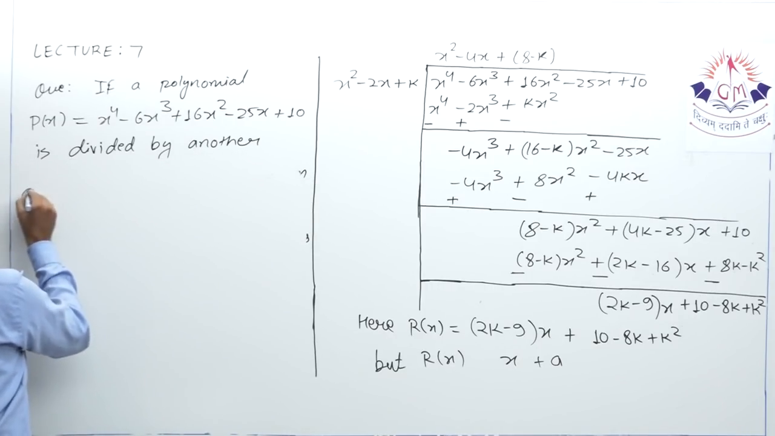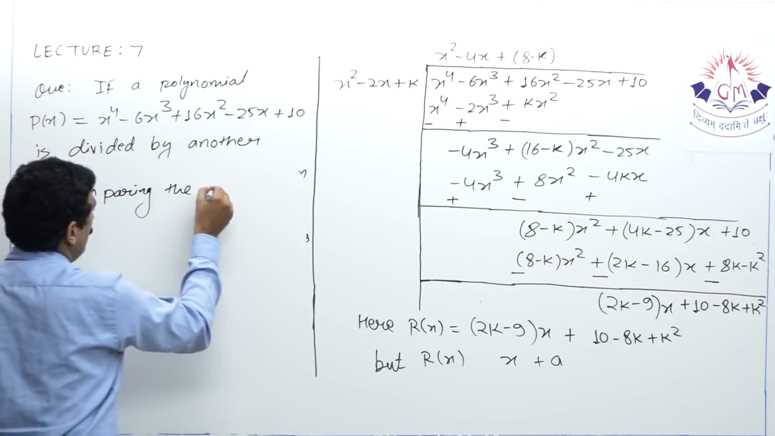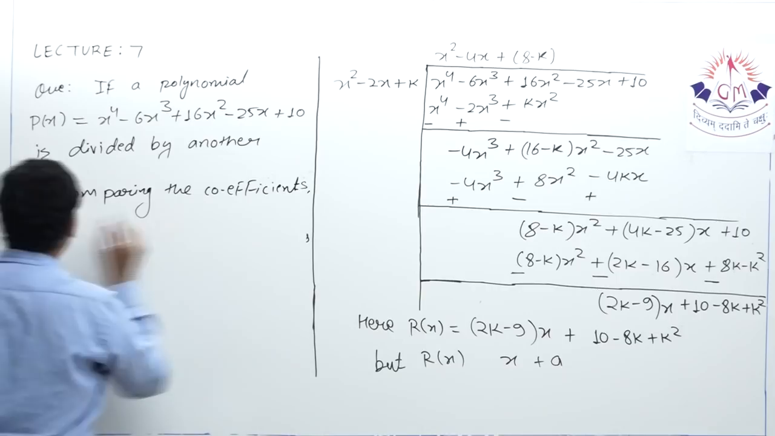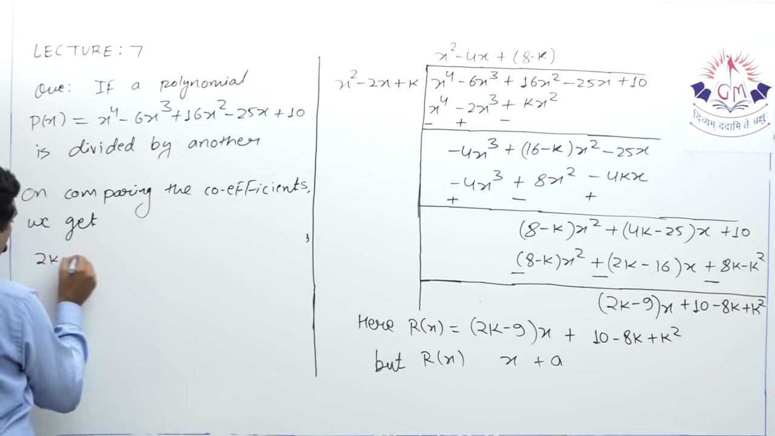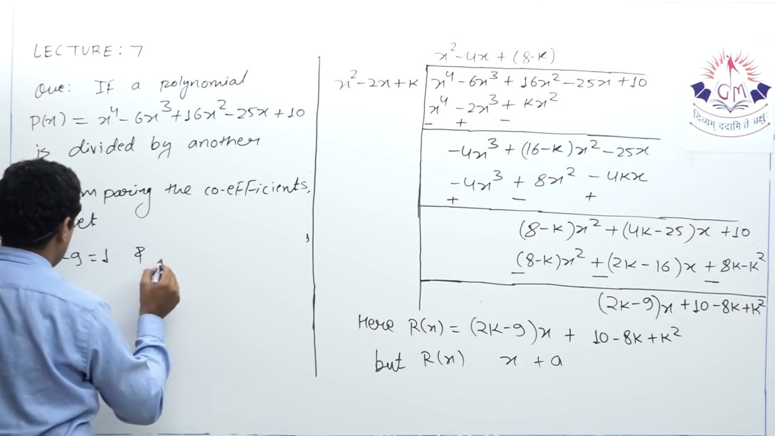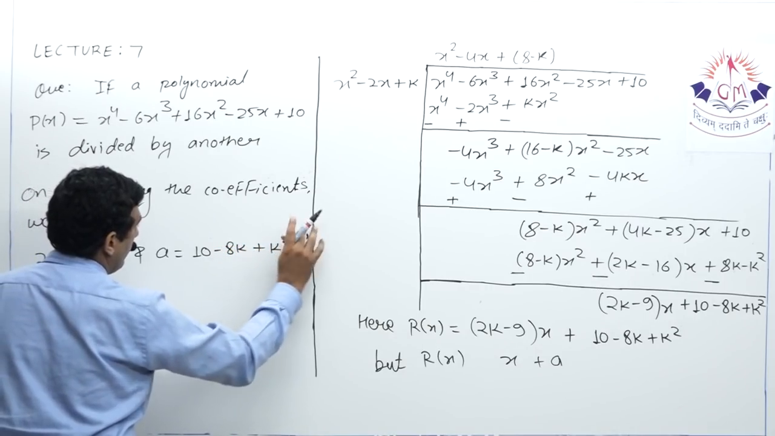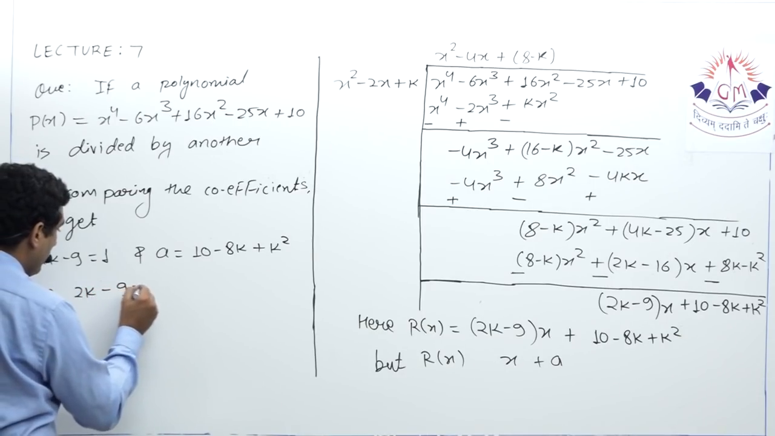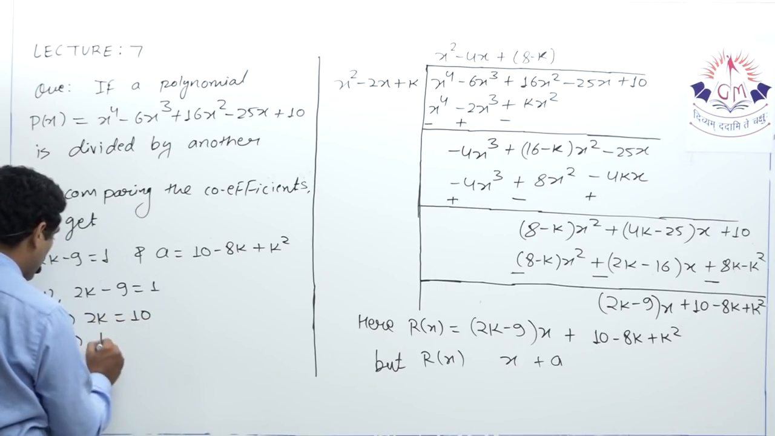Okay, on comparing the coefficients, we get 2k minus 9 is equal to 1 and a is equal to 10 minus 8k plus k square. Okay, these two things we get. Now 2k minus 9 is equal to 1, therefore 2k is equal to 10, therefore k is equal to 5.